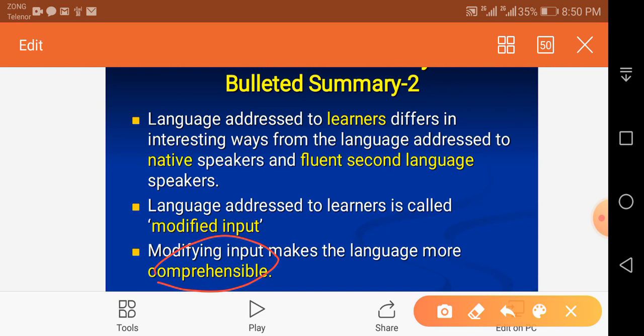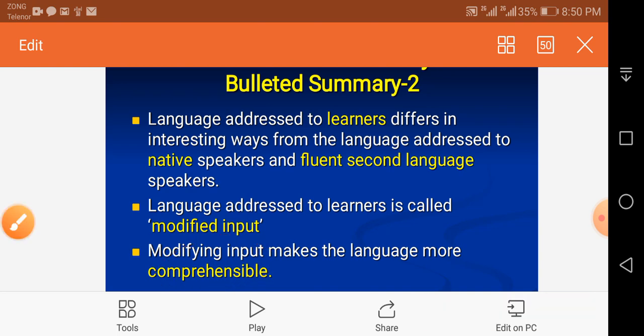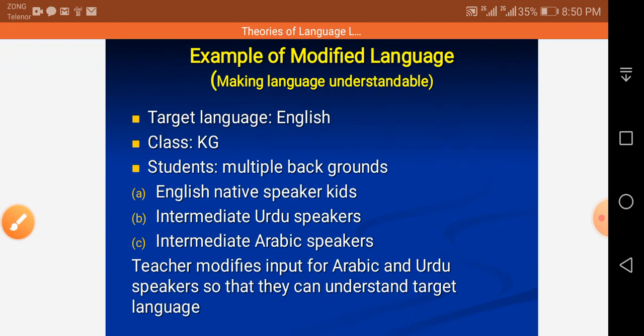So interactionist theory says that language is developed during conversations and interactions. So if you want learners to learn a foreign language or a second language, you must give them a lot of opportunities in which they are exposed to the target language. So this is another important point taken from that chapter. Okay, let me proceed further.